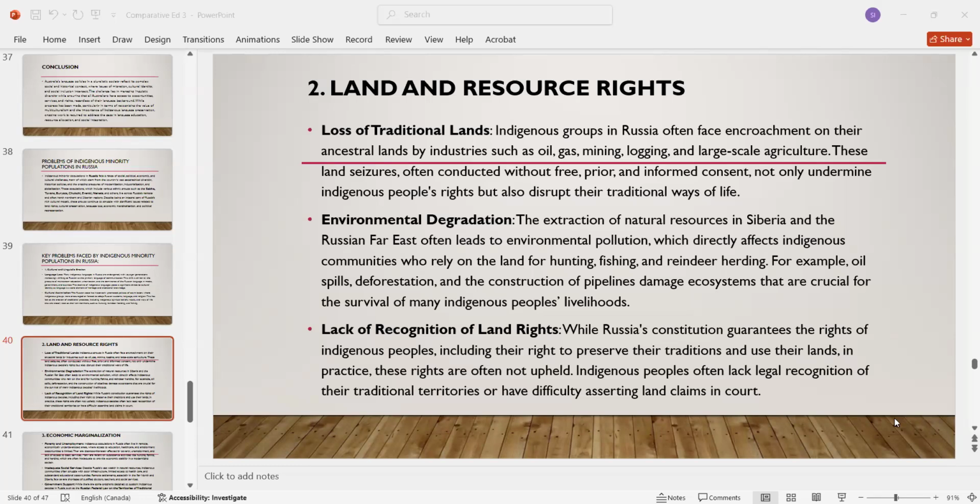So while Russia's constitution guarantees the rights of indigenous people, including their right to preserve their traditions and use their lands, in practice these rights are often not upheld. Indigenous people often lack legal recognition of their traditional territories, or have difficulty asserting land claims in court. Even in Sri Lanka, right, a lot of lands are owned by the government, right? So with encroaching, sometimes the government will give that, or they're not going to give, right?